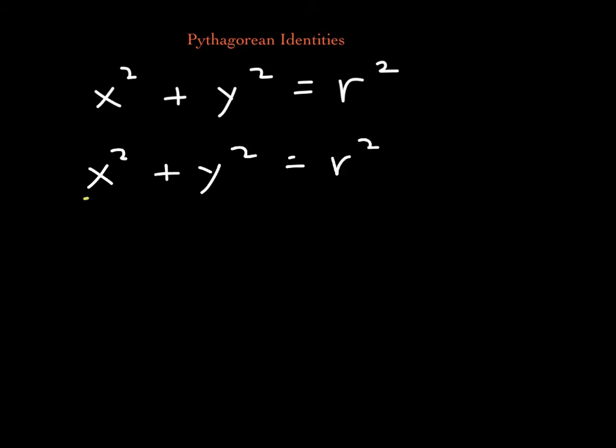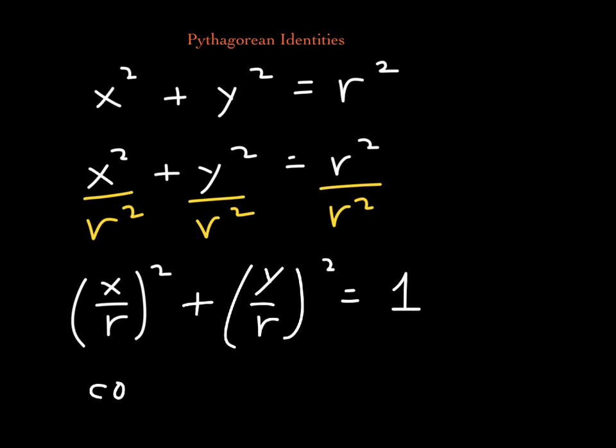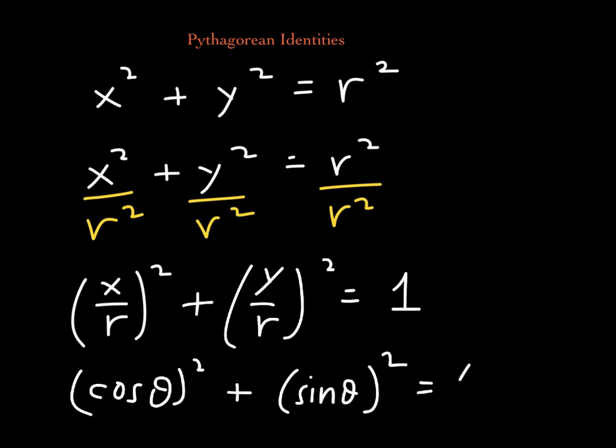All right, divide by r squared. So this would lead us to x over r, quantity squared, right? That's true by the properties of exponents there. And then the next one would be y over r, quantity squared, is equal to 1. X over r is defined to be cosine of theta, squared, plus sine of theta, because that's what y over r is, quantity squared is equal to 1.